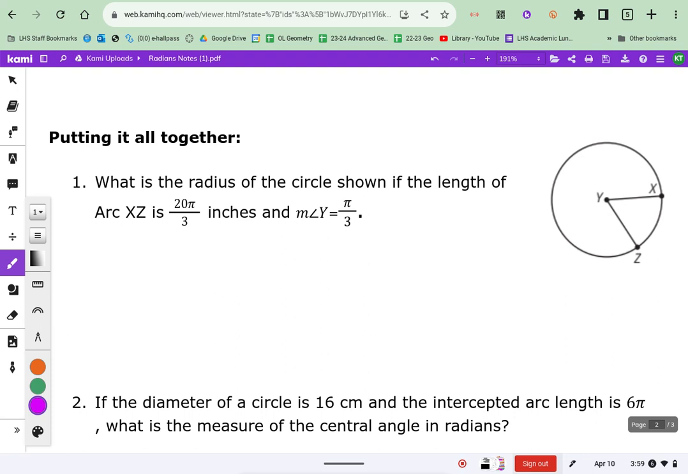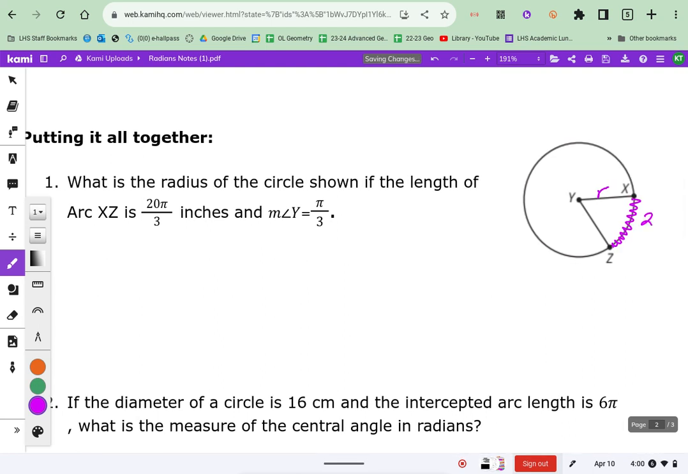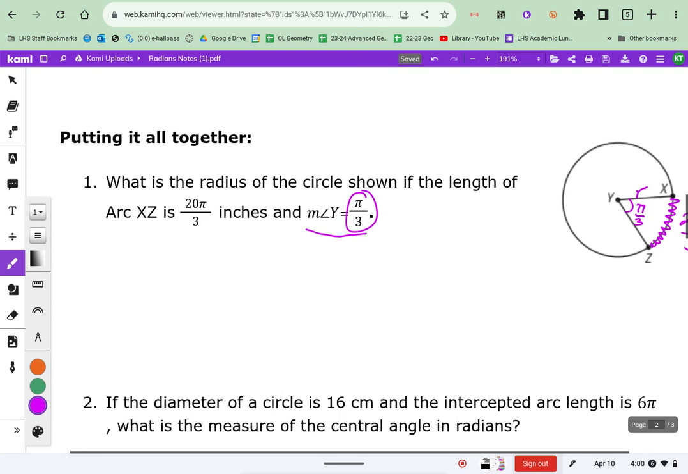All right, so for this one, what is the radius, that's what we're solving for, of the circle shown if the length of the arc, so that's part of the circumference, is 20 pi over 3, and the measure of angle y is pi over 3. By the way, since there's the pi there, that means it's talking about radians. So our central angle here is pi over 3 radians.